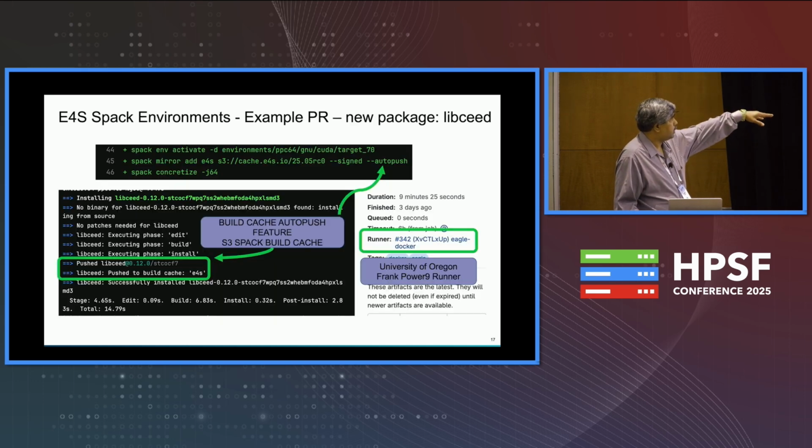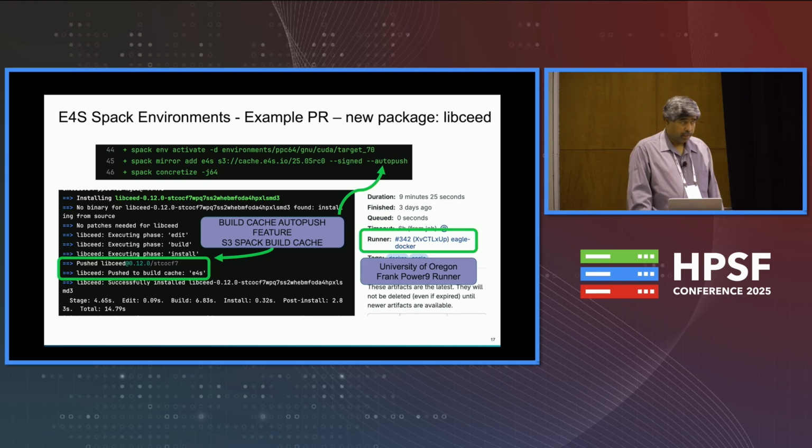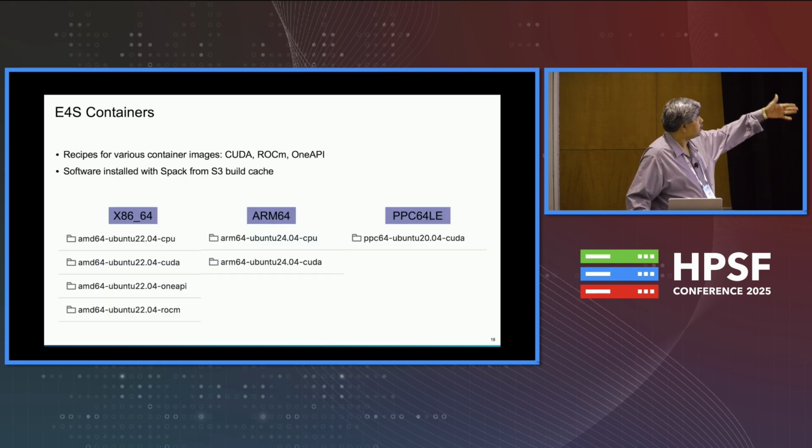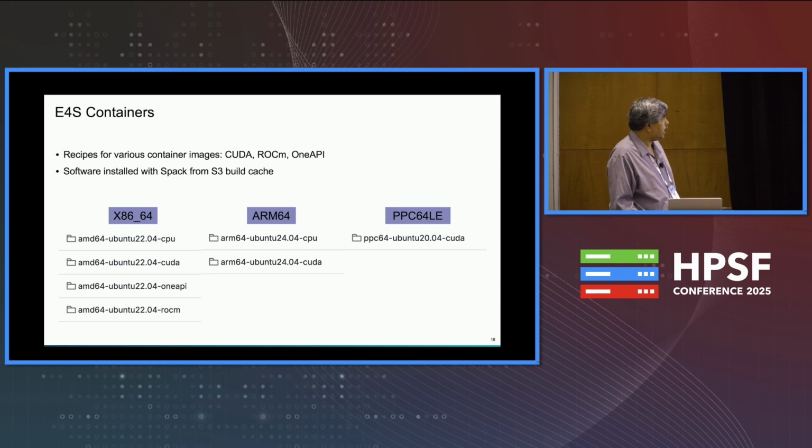And then you can see over here how this build cache auto push happens. There's a spack mirror add E4S command there. It goes to cache.e4s.io where the package is then stored in the binary form, and it's then pushed to the build cache. And this is an example of the Power9 runner for PPC64LE on Frank at University of Oregon. But you can see over here the recipes for the different container images. This is x86_64, ARM64, and PPC64LE. So it goes through a large number of tests as well.